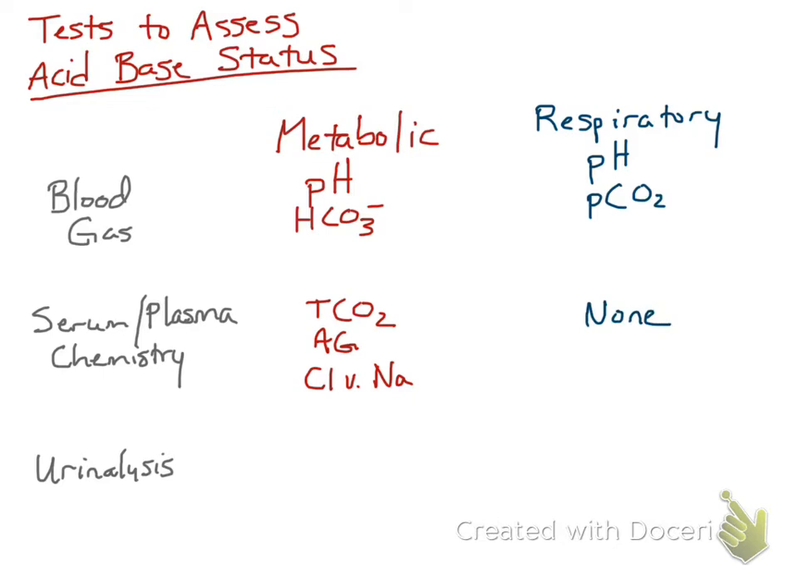And there isn't really a respiratory assessment that you can do with a serum or plasma chemistry. On the urinalysis, you can look at the urine pH to assess the metabolic component, and again, there's really nothing you can look at on the urinalysis to assess the respiratory component. So in the subsequent blood gas and acid-base lectures and videos, you'll go through each one of these tests to help you identify what process and what disease is going on.